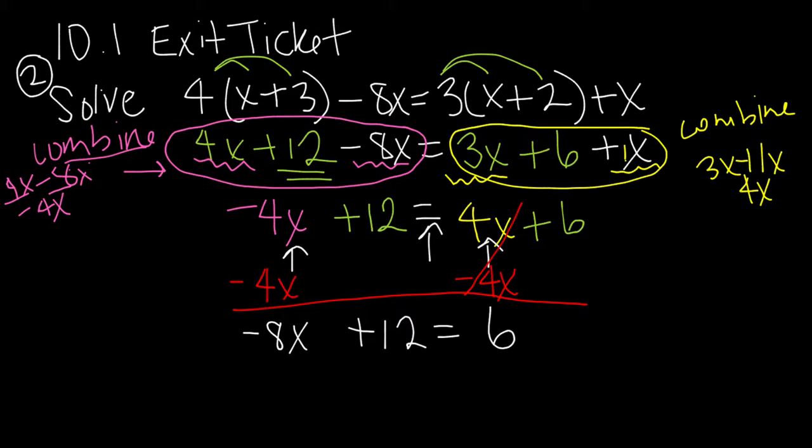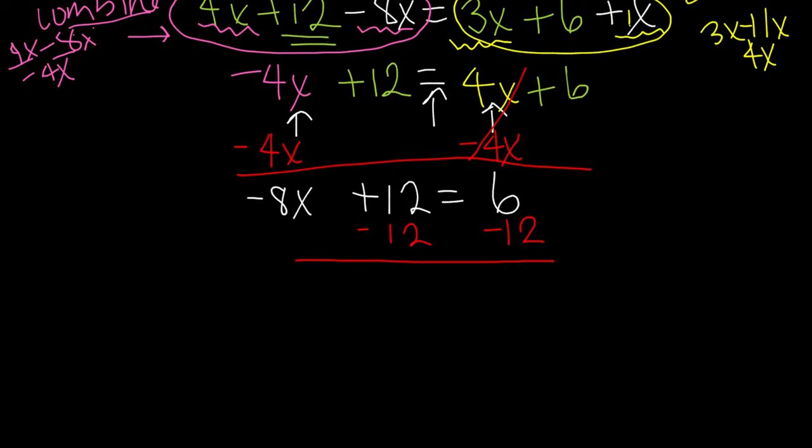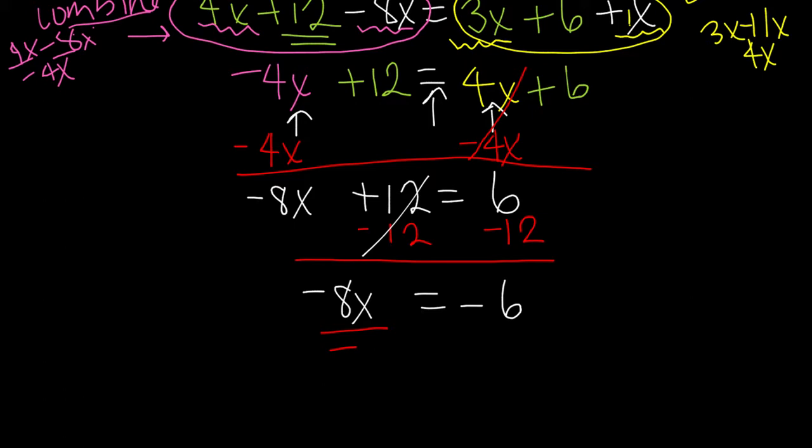Now to keep solving, I'm going to subtract 12 from both sides. So move the 12 away from the x's. That will give negative 8x, the 12 cancels out, 6 minus 12 is negative 6. And then the last step, to cancel out this negative 8 that's multiplied to the x, we undo it by dividing by negative 8. So we end up with x equals negative 6 over negative 8.